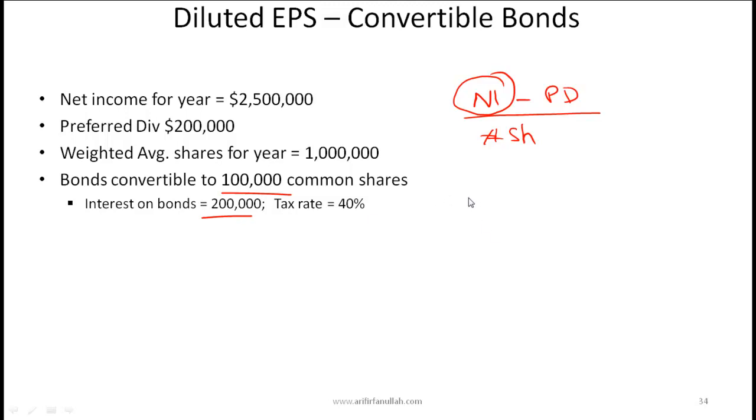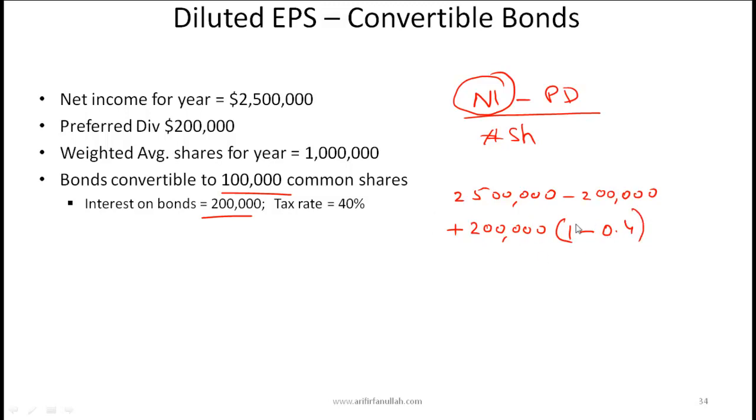So initially our net income is 2,500,000 minus the preferred dividend, which is 200,000. And then what's the increase in the net income? The increase in the net income would be equal to 200,000, which is the interest that now does not have to be paid. But since interest is tax deductible, we need to multiply this interest amount by 1 minus the tax rate, which is 40% or 0.4.